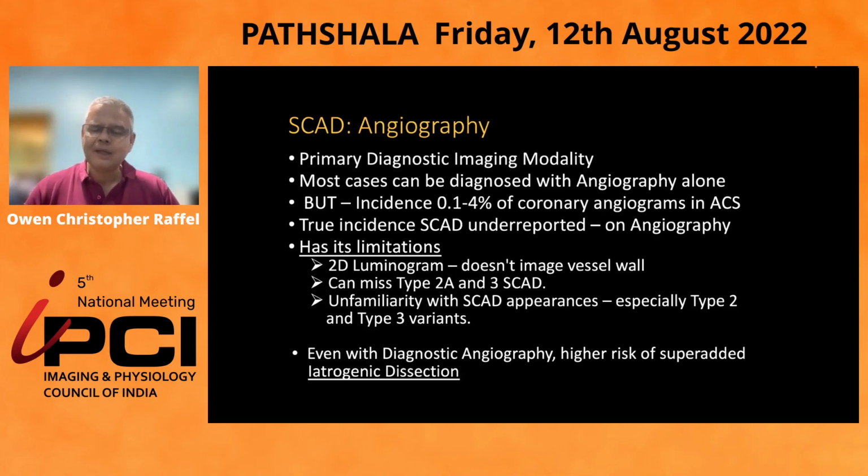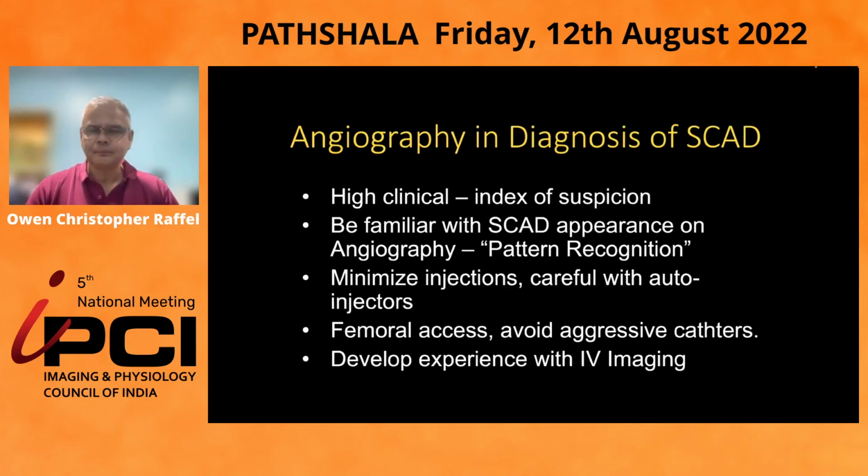Also remember, even with diagnostic angiography in patients with SCAD, there's a higher risk of superadded iatrogenic dissection compared to patients without SCAD, varying between 2 to 3%, so not insignificant. When you do angiography in a patient with a diagnosis of SCAD, importantly have a high clinical index of suspicion. Be familiar with SCAD appearances on angiography, this pattern recognition, which is very important. Minimize injections. If you diagnose it with one injection, don't keep on injecting the same coronary. There's a risk of extending it.